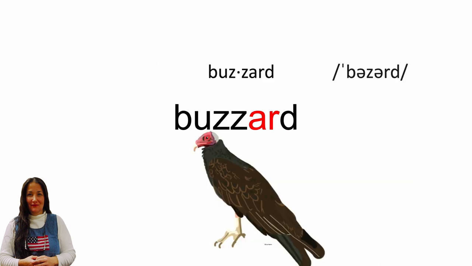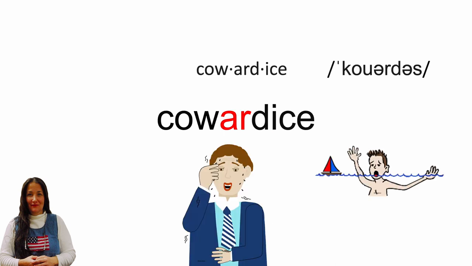Buzzard. It's a type of bird. They usually clean up dead carcasses. They eat the dead animals. Cowardice. He's afraid to save the boy that's drowning. He's a coward.